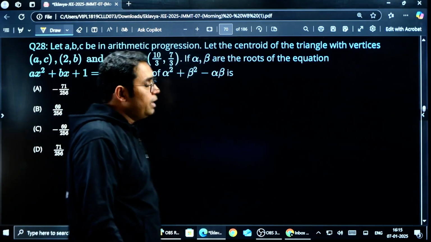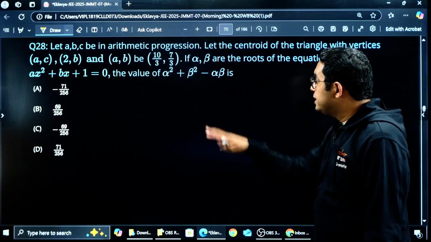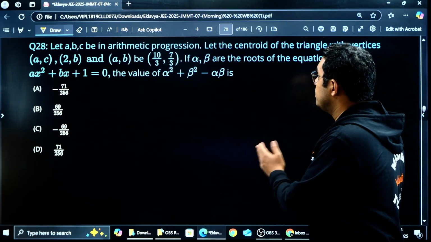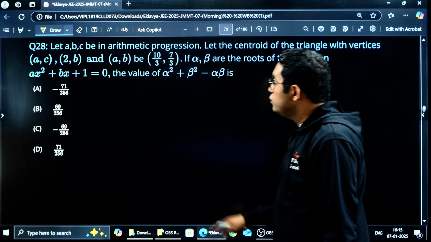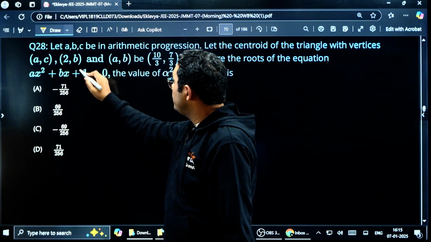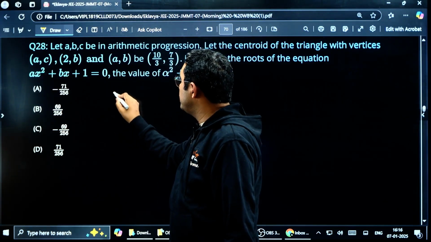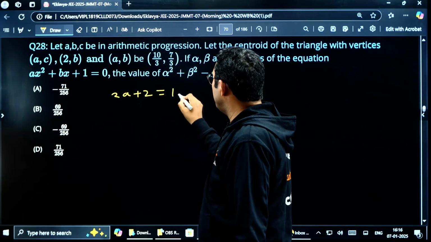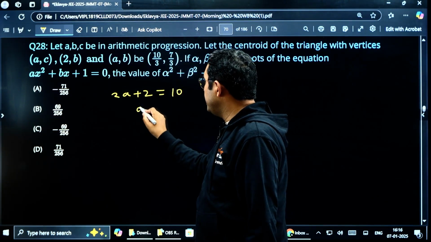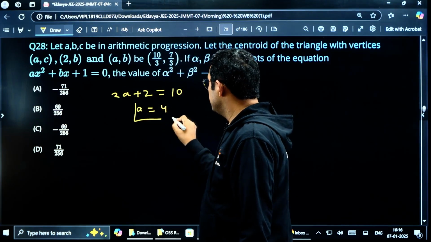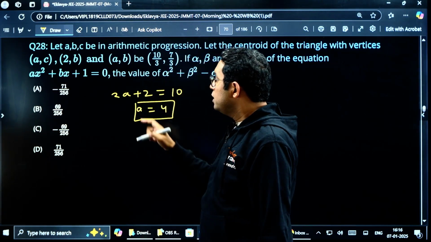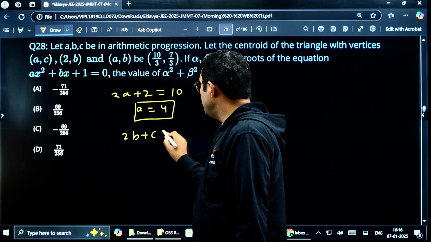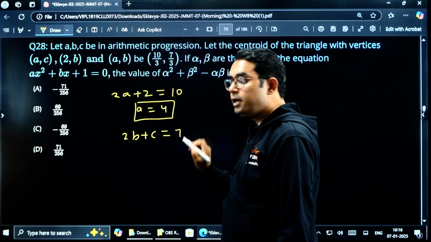A, B, C are in AP, and let the centroid of the triangle with vertices, this is this, and alpha, beta are the roots of this equation. Then we have to find alpha square plus beta square minus alpha beta. Okay, so first of all, for the centroid, I think we use the property that the sum of x coordinates, so it will be 2a plus 2 is equal to 3 times the x coordinate of the centroid. So from this we get a to be equal to 4. Likewise for the y coordinate, it will be 2b plus c is equal to 3 times the y coordinate.